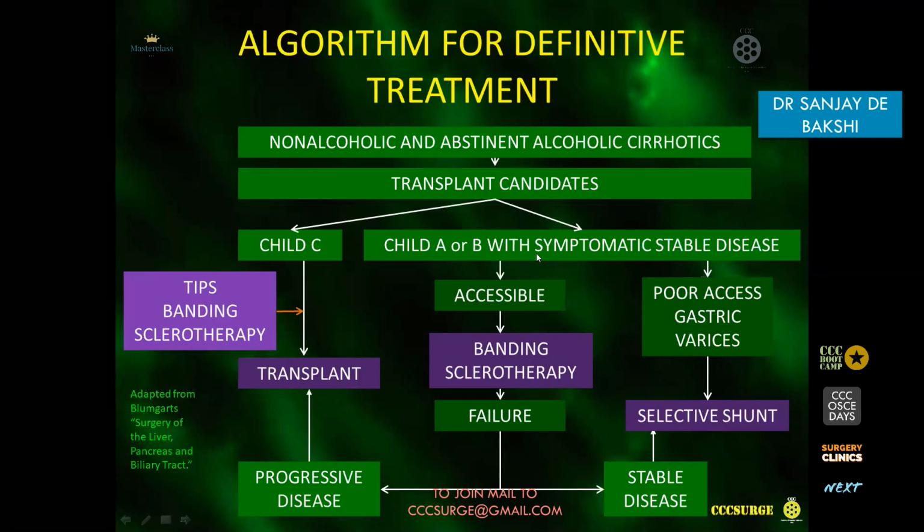If it's accessible, you would treat that with banding and sclerotherapy. If it fails and the patient has progressive liver disease, it proceeds on to transplant. If there's stable disease, you may choose to go in for a selective shunt. So please take a screenshot of this, and please take a screenshot of the next slide also. So this is for a non-alcoholic and an abstinent alcoholic cirrhotic. Child C, Child A, okay?